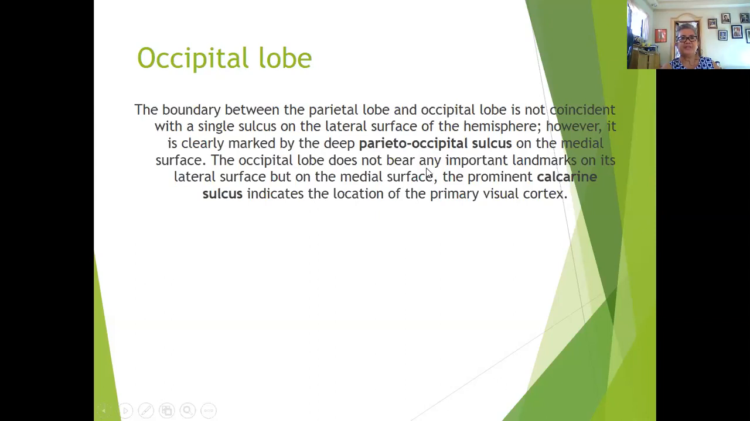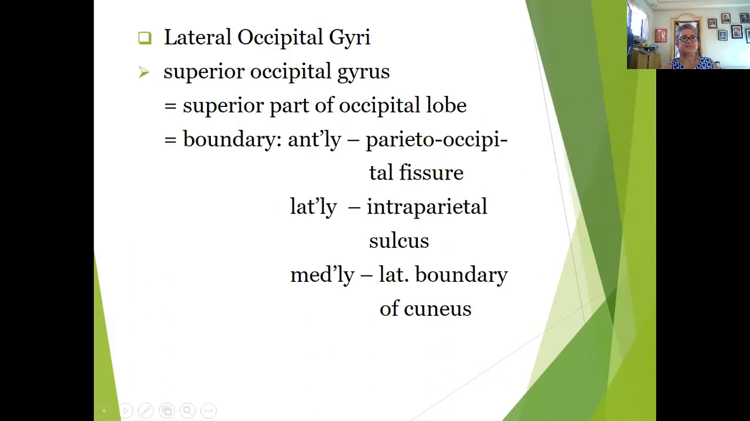The occipital lobe does not bear any important landmark on its lateral surface, but on the medial surface, the prominent calcarine sulcus will indicate the location of the primary visual cortex. So your calcarine sulcus will clearly indicate where the occipital sulcus is, including the parieto-occipital sulcus as seen in the medial surface.